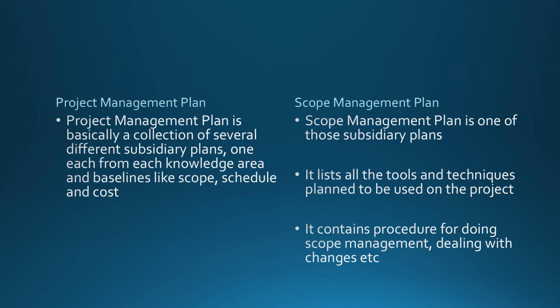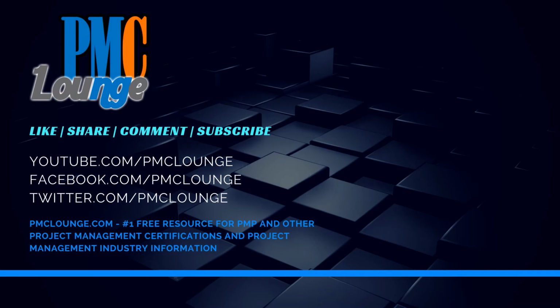So my dear friend, project management plan and scope management plan are two different things. Project management plan is not a single document. It is a collection of several subsidiary plans and baselines, while scope management plan is just one of those subsidiary plans which make up the project management plan. Hope this differentiation was clear. Hope I was able to answer your question.